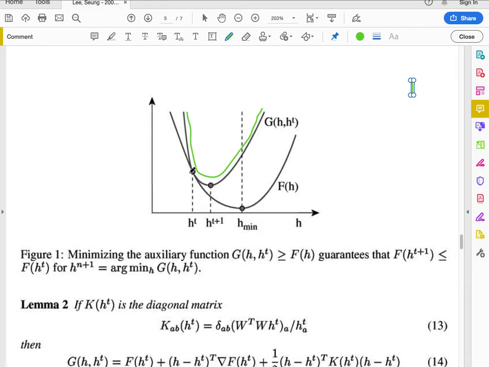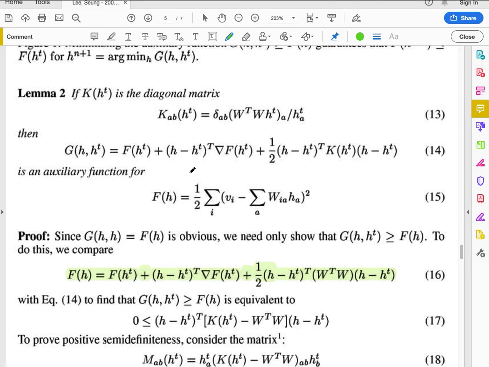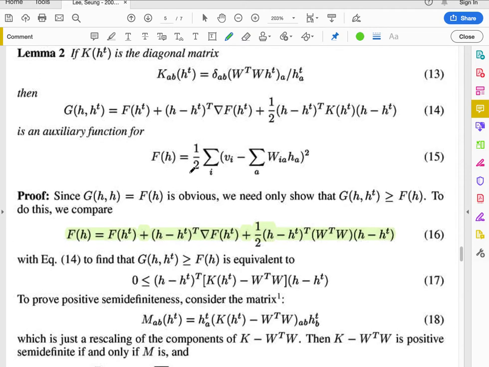So do not differentiate it with respect to HT. I was doing that. So don't do that. Do not differentiate it with respect to HT. So HT is fixed, but H is a variable. So they have formed a loss function. G of H is equal to F at HT, which is fixed, plus H minus HT times the derivative of F, plus H minus HT times something, again H minus HT. So what does this remind you? Taylor series, that's what you said? Taylor series, fine, good. So this reminds you of Taylor series.